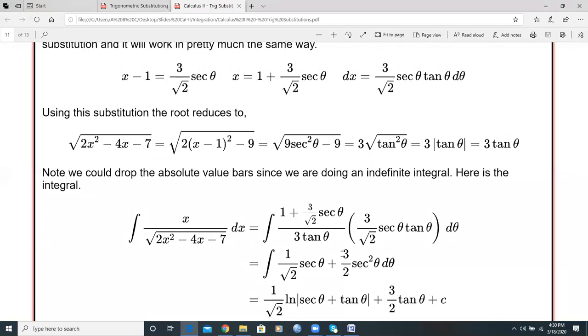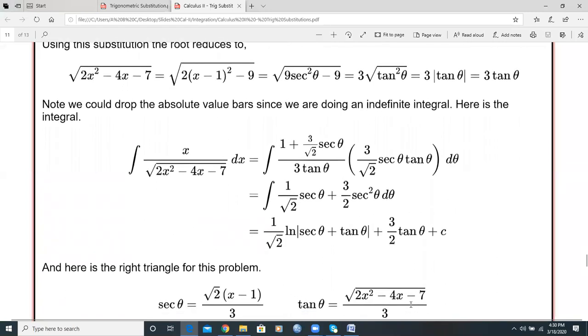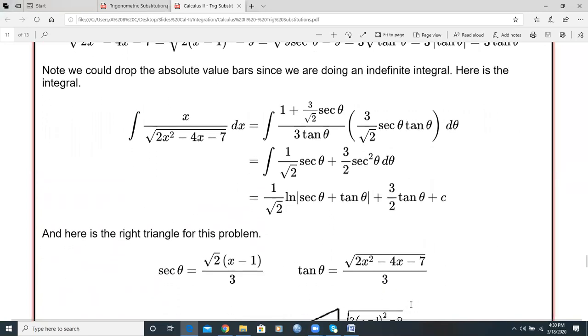Again, we know the integral of sec theta is ln of sec theta plus tangent theta, and the integral of sec square theta is tangent theta. We know the derivative of tangent theta is sec square theta. Therefore, the integral of sec square theta is tangent theta. So it simplified.